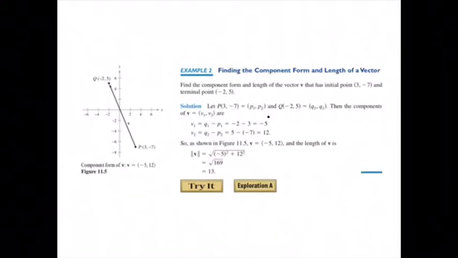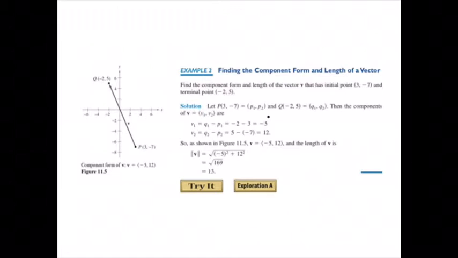Alright, so I'm going to go straight to example 2, finding the component form and length of a vector. So, in this problem, we're going to find the component form and length of the vector v that has initial point 3, -7, and terminal point -2, 5.